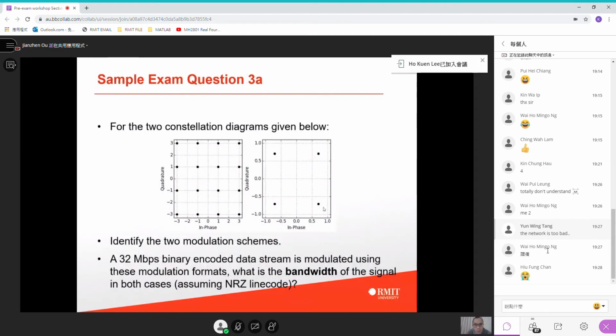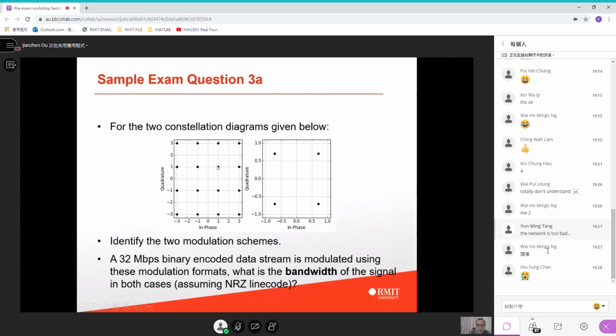Okay, so let's go to our questions here. This exam question 3A has two constellation diagrams. You can see this one and this one. For this one, how many levels will it be? We can straight away know it's a QAM.